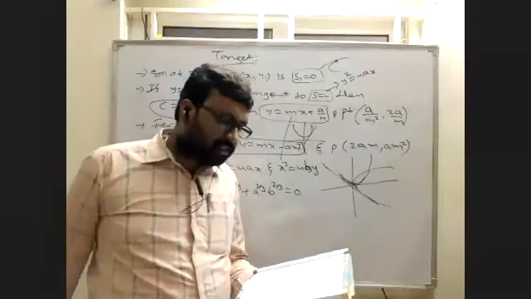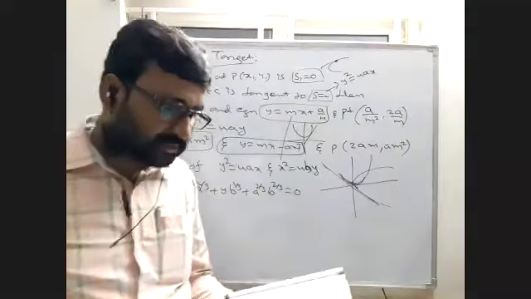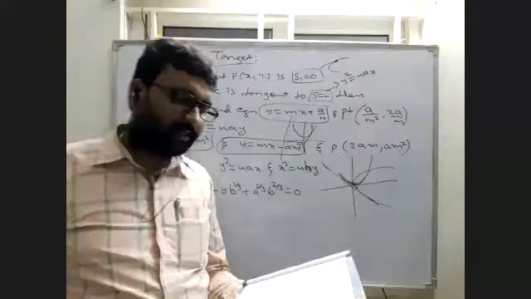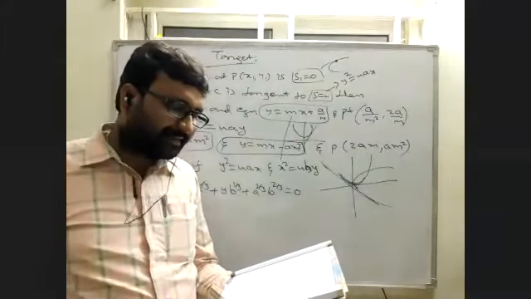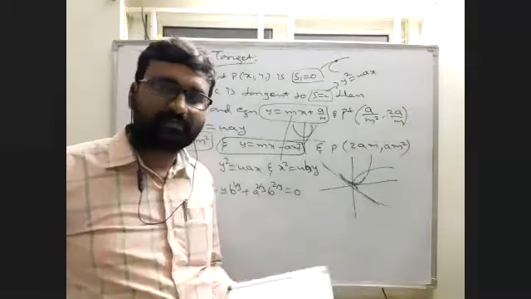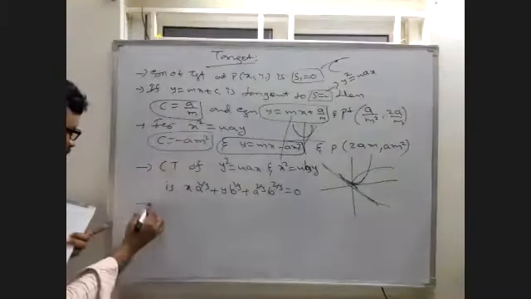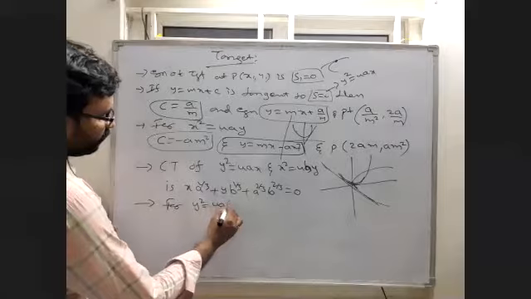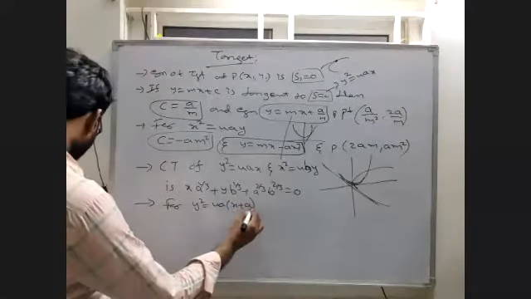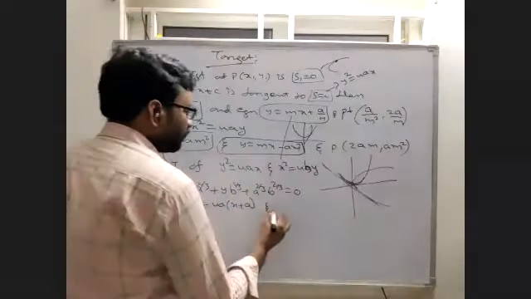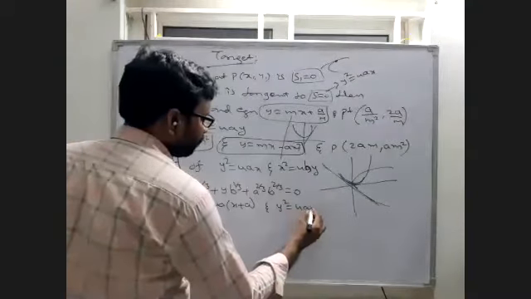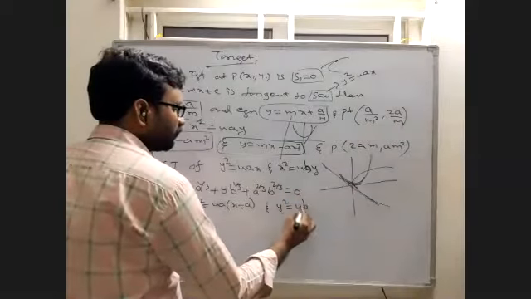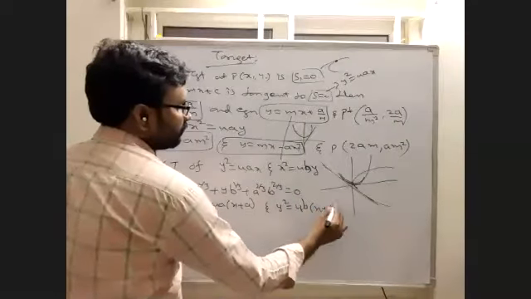The tangents from P to the parabolas y² = 4a(x + a) and y² = 4b(x + b) are at right angles, then the locus of P is... this is also very important, for y² = 4a(x + a) and y² = 4b(x + b), these are the parabolas.